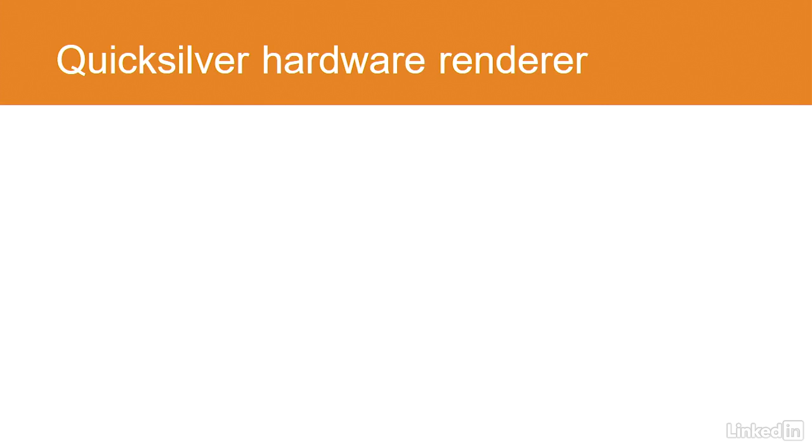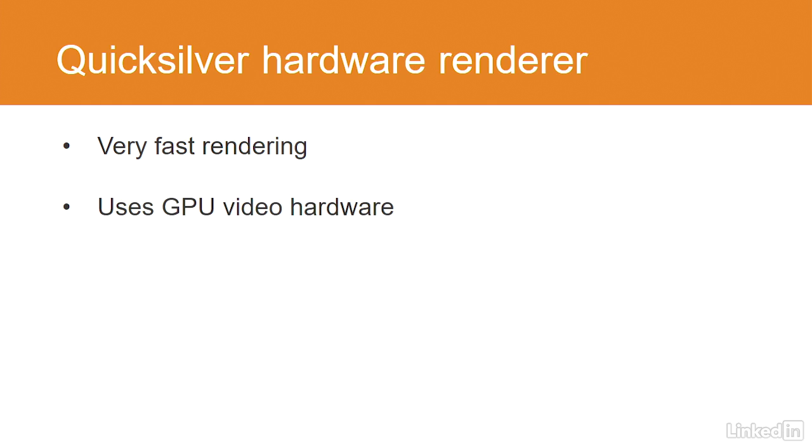The Quicksilver hardware renderer is extremely fast. As we'll see, we can set the Quicksilver renderer to render in 1 second per frame, and it'll blast through an animation pretty quickly. It does that because it uses the GPU, or the video hardware, in order to calculate the images. It's actually the same technology as the engine that displays the viewports, which is known as Nitrous. Nitrous is the viewport version of the hardware renderer, and Quicksilver is the offline version that is able to save out files.